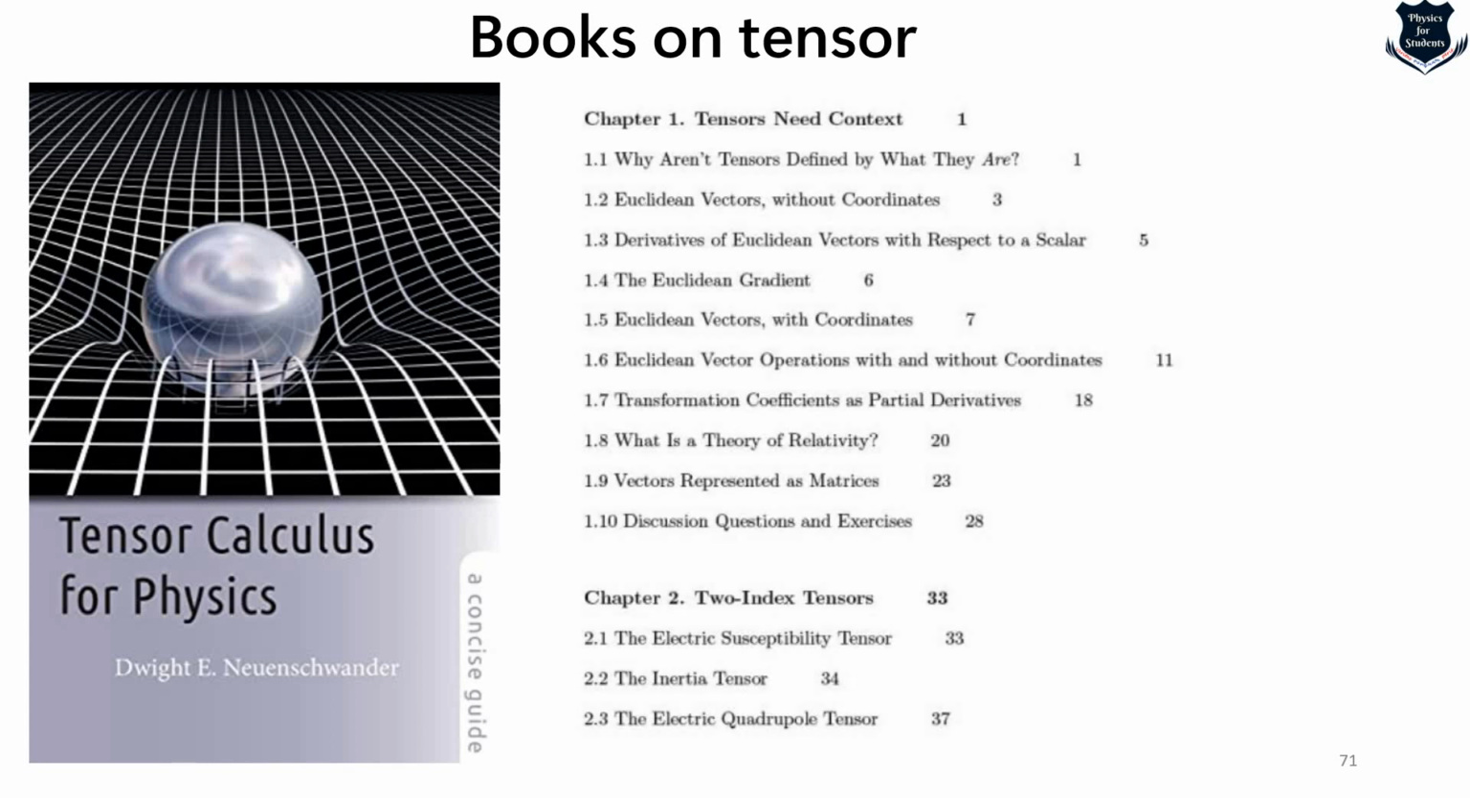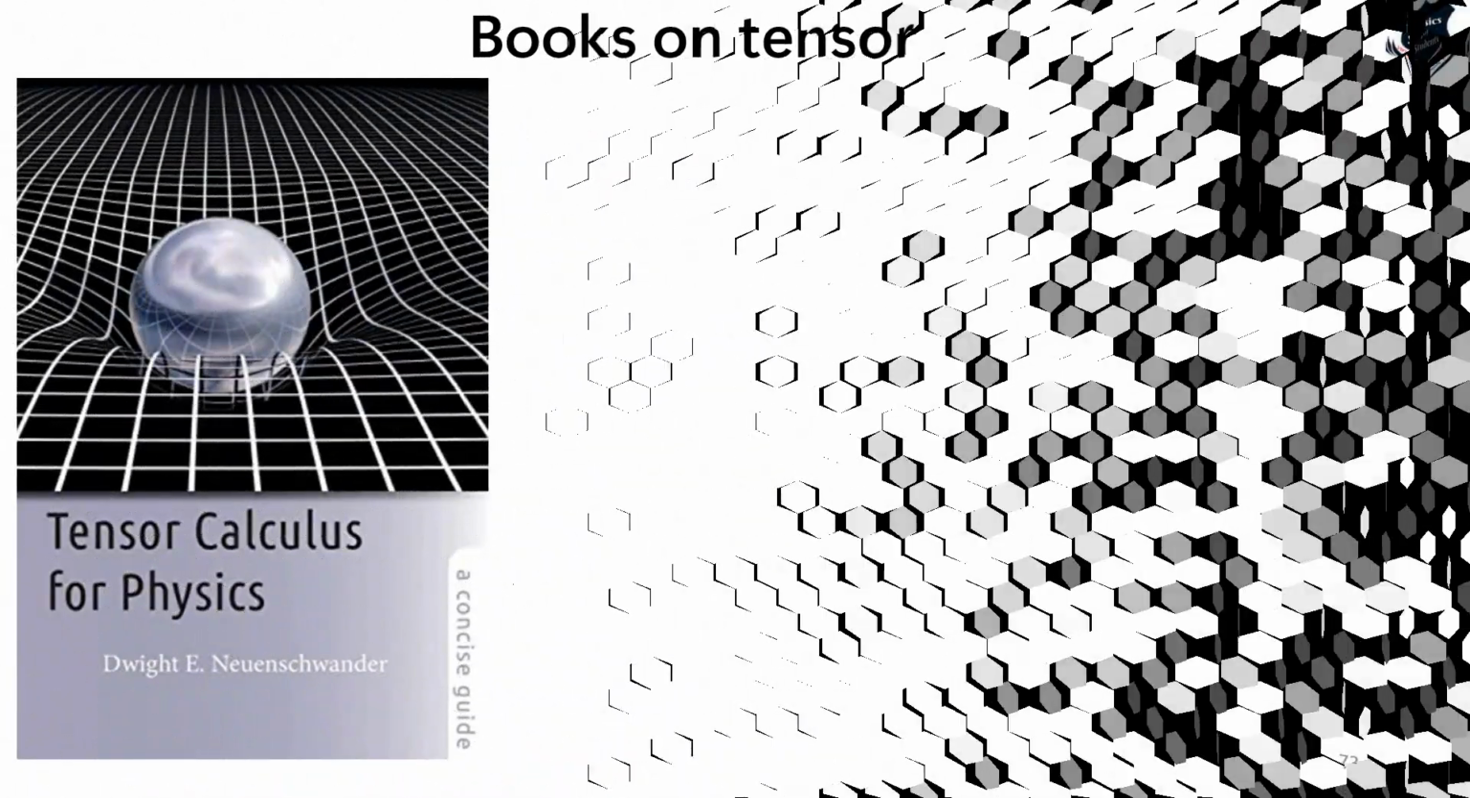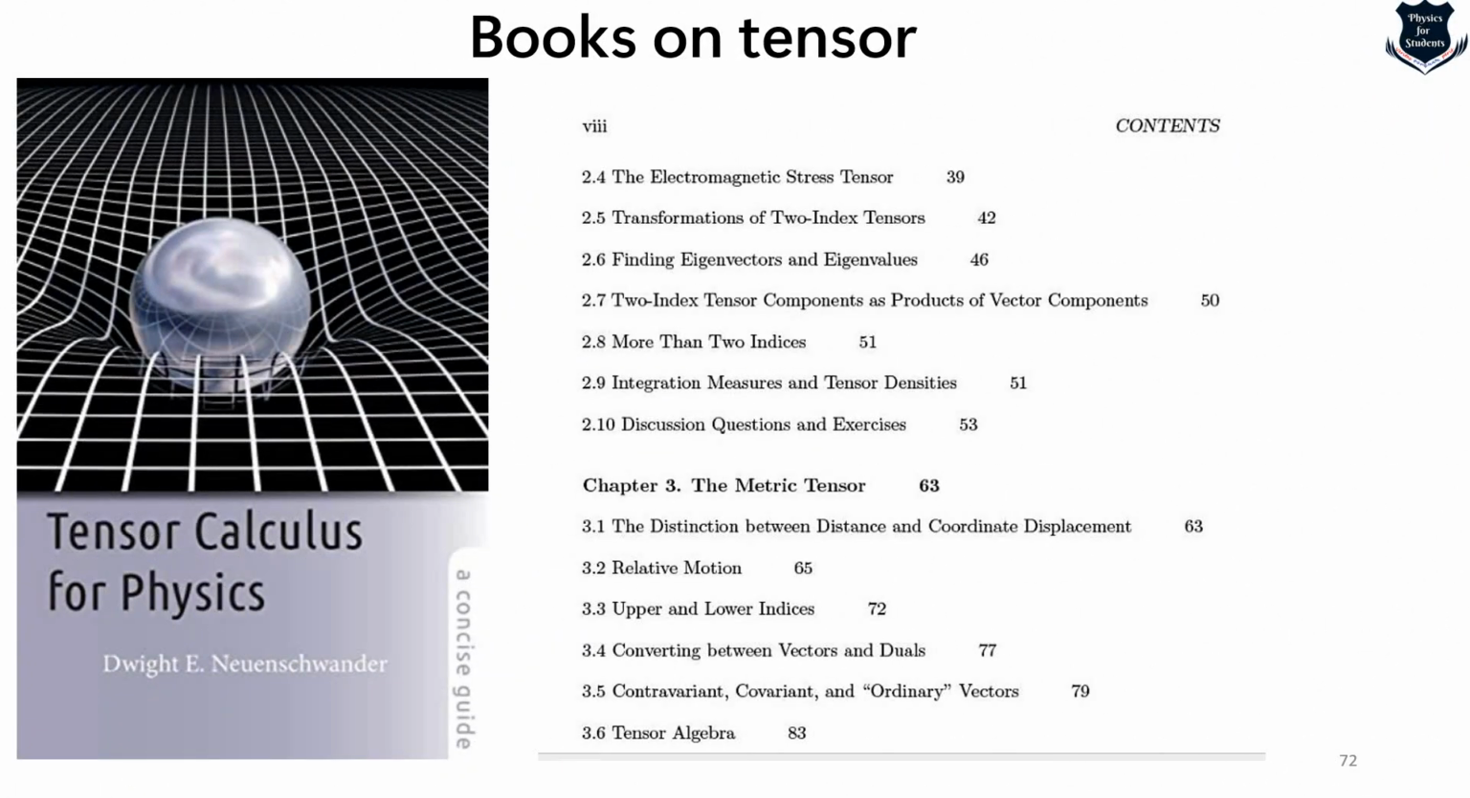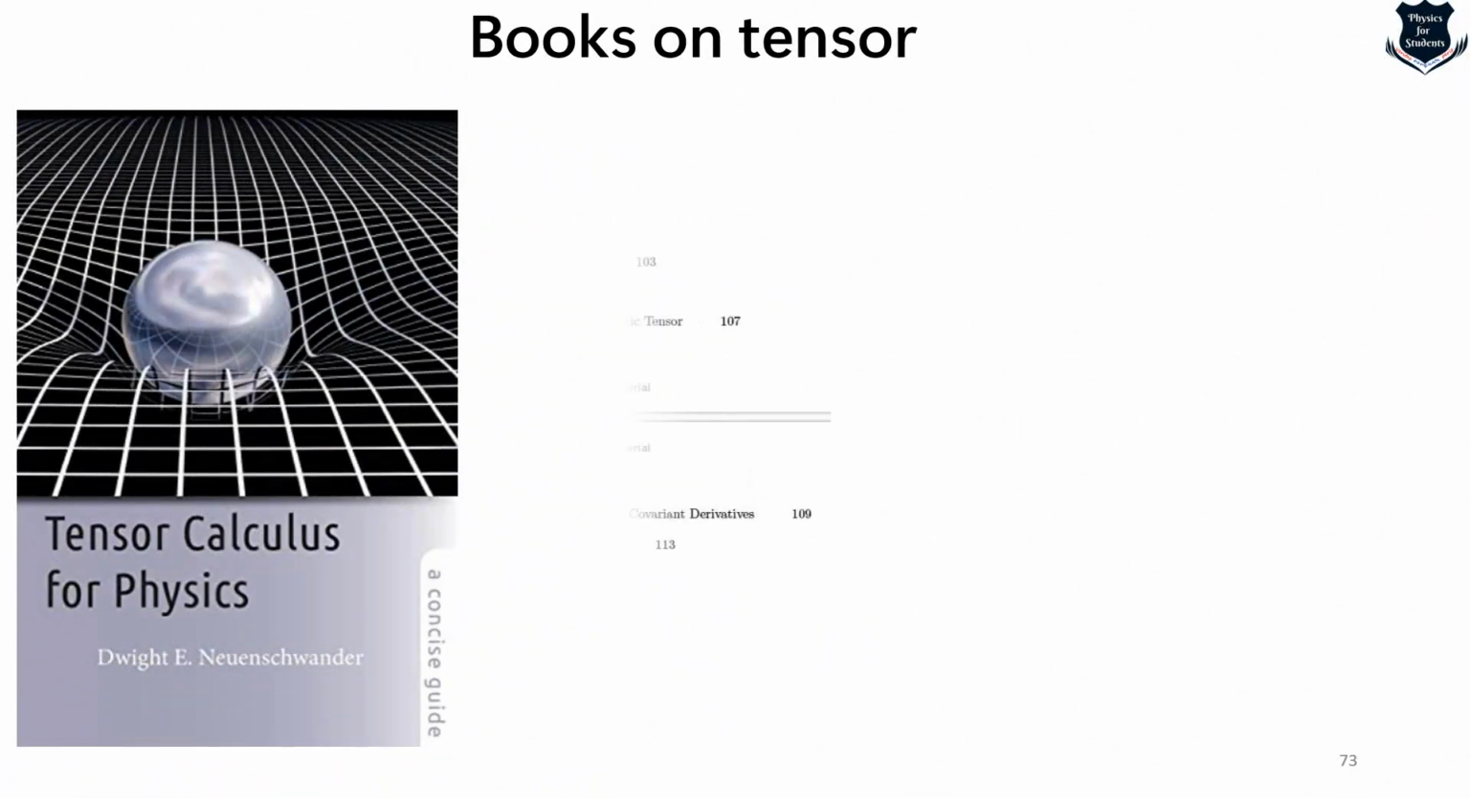So here the book says chapter 1 is why tensors are not defined for what they are. And then it goes into Euclidean gradient, Euclidean vector. Amazing. What is the theory of relativity? So if you want to know more about the tensor in terms of physics, this is the book. The inertia tensor, the electric quadrupole tensor. So yes, it actually talks about the tensor part in terms of physics. I have just given a kind of overview. So integration, then relative motion, tensor algebra, every part of the book is covered. So more of the physics part.